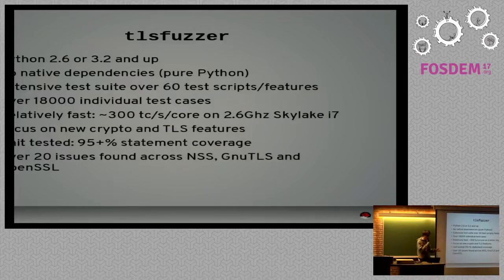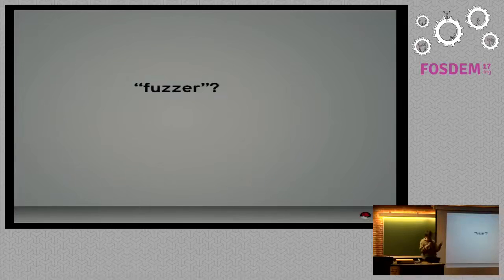It focuses on the new crypto and TLS features. We're using it internally at Red Hat for testing new features that are being introduced to TLS libraries. So this is the primary focus for the development. It's also unit tested. Currently, we have over 95% statement coverage, and it allowed us to find something like 20 issues in OpenSSL, GnuTLS, NSS, including one CVE.